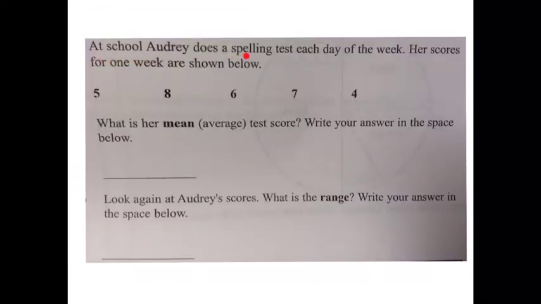At school, Audrey does a spelling test each day of the week. Her scores for 1 week are shown below. 5, 8, 6, 7 and 4. What is her mean, her average test score? Write your answer in the space below. Look again at Audrey's scores. What is the range? Write your answer in the space below. You can pause your video to work out the answer and come back and check to see if you got it correct.